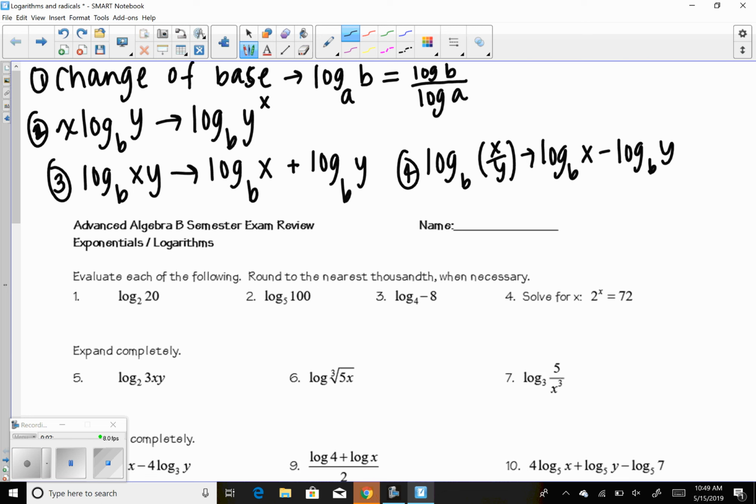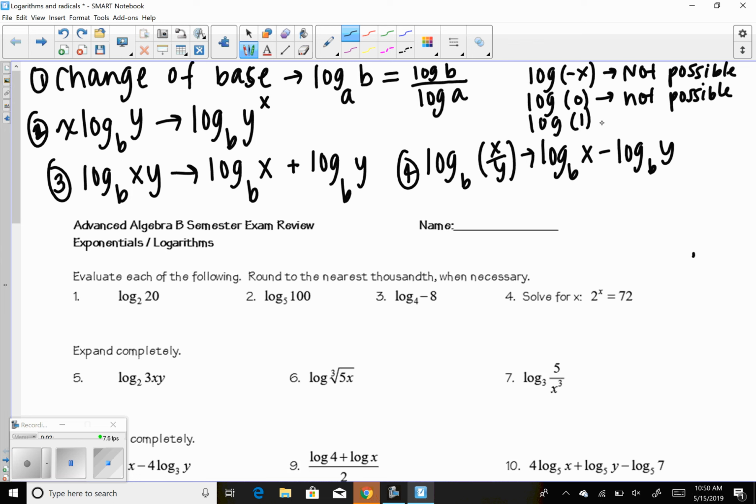Remember, log of a negative number is not possible. Log of 0 is also not possible. And log of 1, no matter the base, is always equal to 0. So those are just some reminders for you as you move through here.